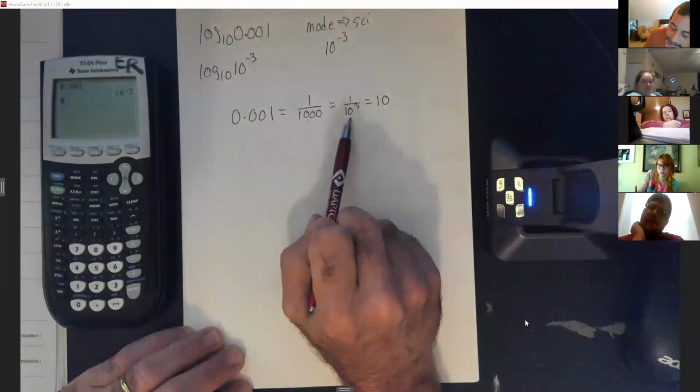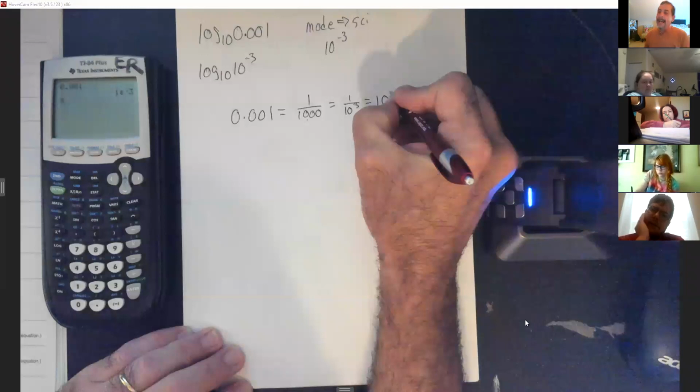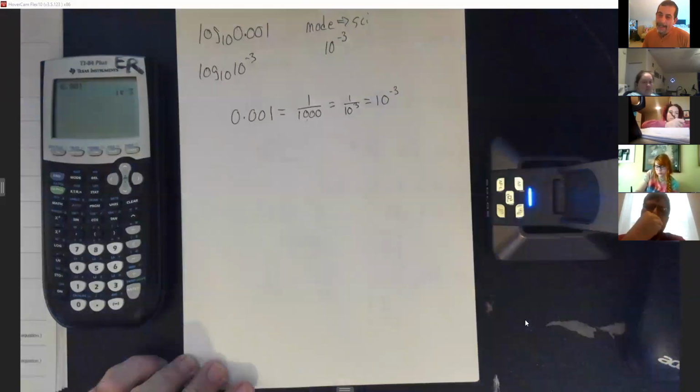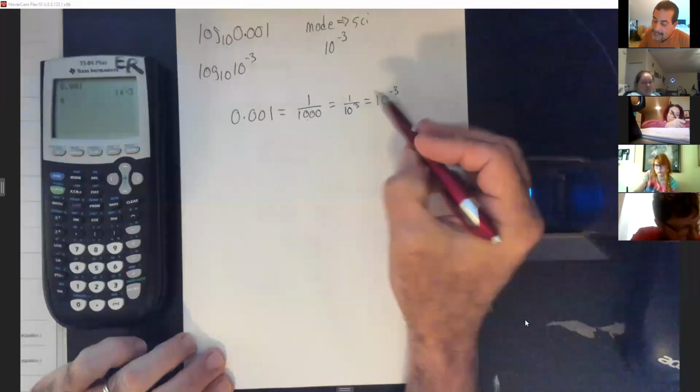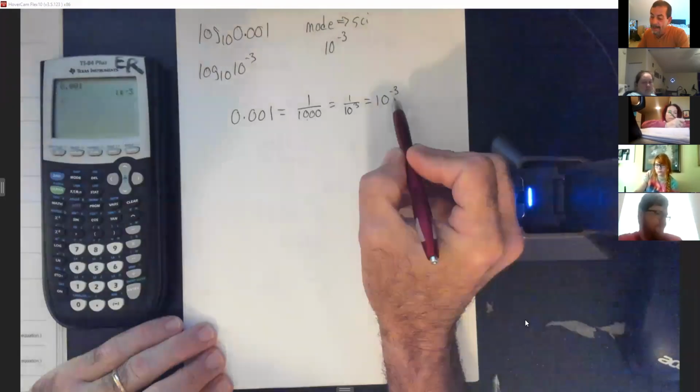You got to change its sign. There you go. So anytime you move an exponent up or down, you change its sign. So that's how they got that 10 to the negative third, okay?